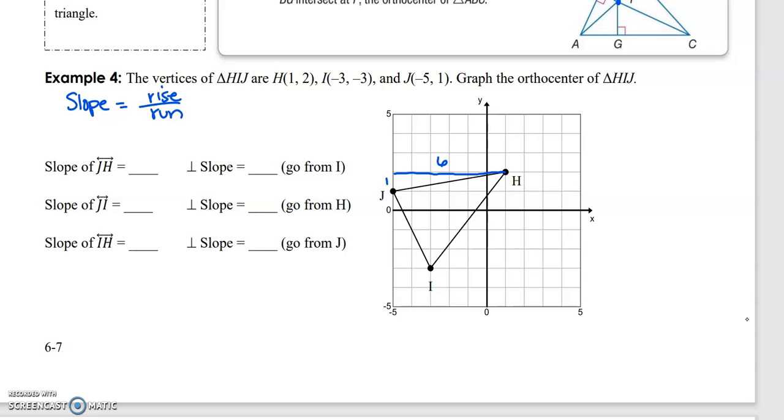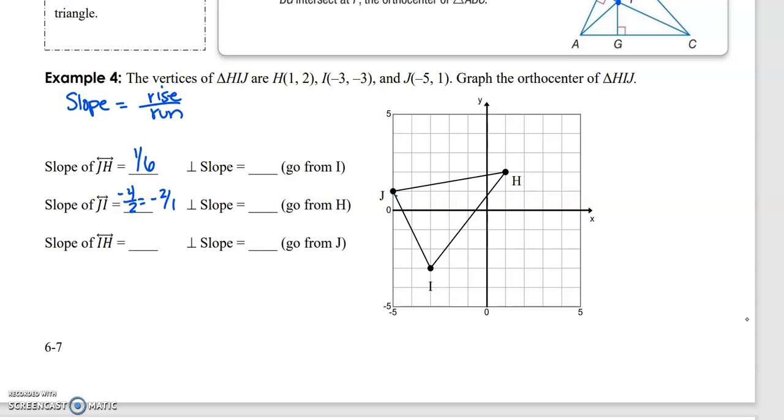So it's kind of like when we did our legs. 1 over 6, though. We're not going to actually do any of our squaring or finding any distance. Just slope. Rise over run. How much did it go up? How much did it go over? From J to I, I'm going down. So that's negative 1, 2, 3, 4 over 2. Well, negative 4 over 2 is the same thing as negative 2 over 1. So we're going to reduce that if possible.